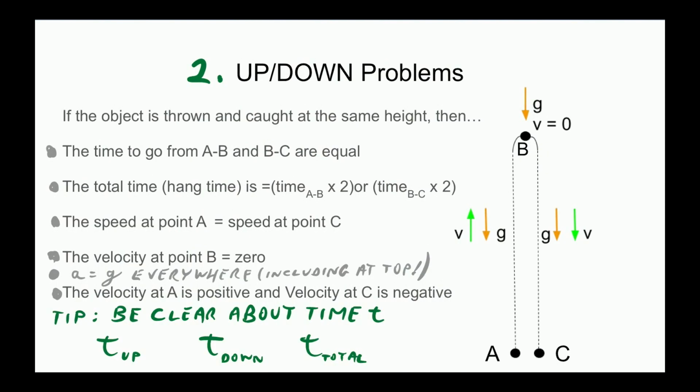Fun facts. The time up is the same as the time down. The total time, therefore, is going to be twice the time up, also twice the time down. The speed at point A is the same as the speed at point C. And if you're thinking about it, you'll realize, of course, the velocity will be opposite. The direction of the velocity vector at point A is opposite to the direction of the velocity vector at C.